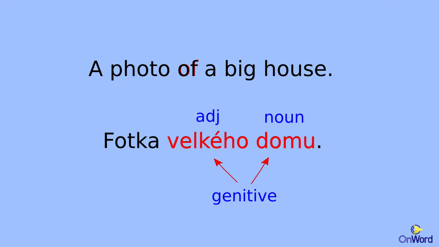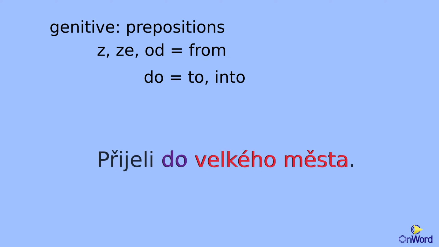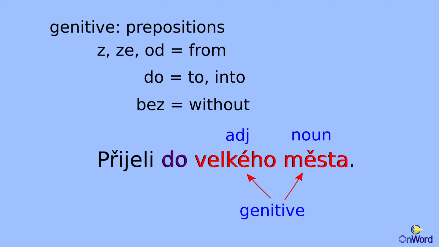It is often used with prepositions z, ze, od, meaning from, or do, meaning to or into. Like přijeli do velkého města. They came to a big city. Also, it's used with a preposition bez, meaning without.